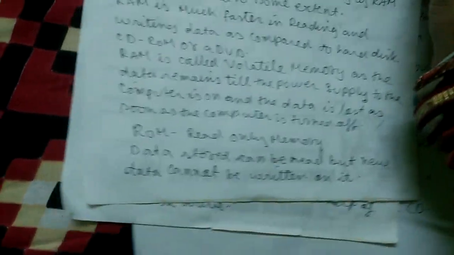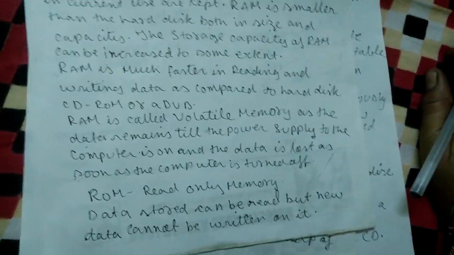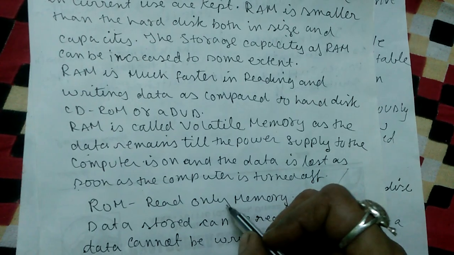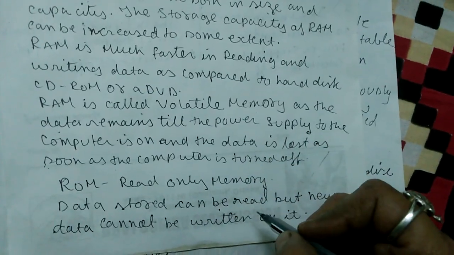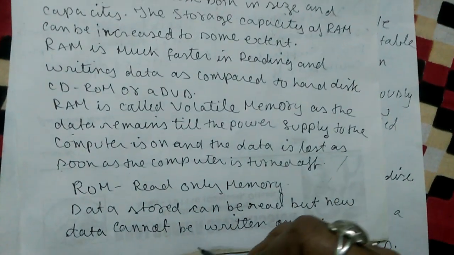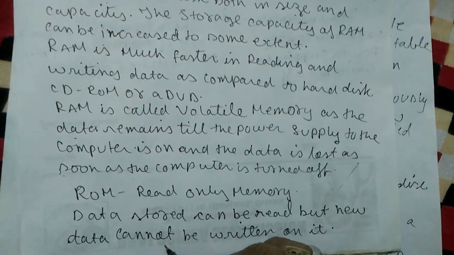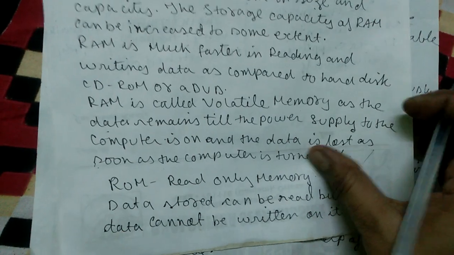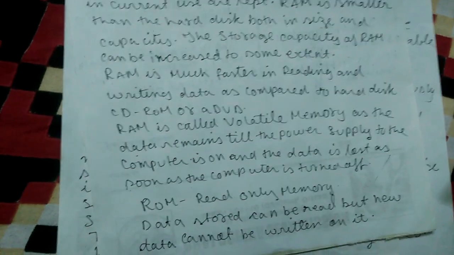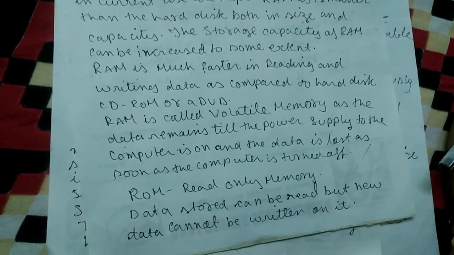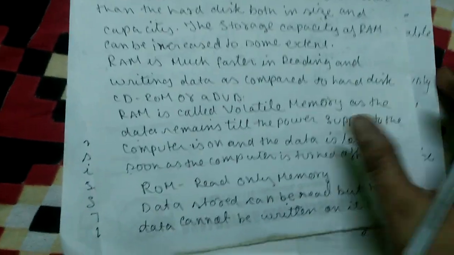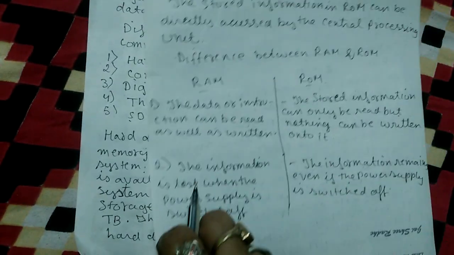Next, we talk about ROM, read-only memory. Data stored can be read but new data cannot be written onto it. Whereas in RAM we can write it as well as we can read it, but here we can only read the instructions.